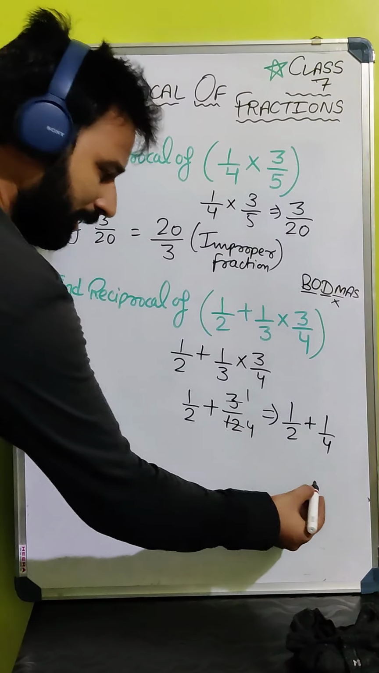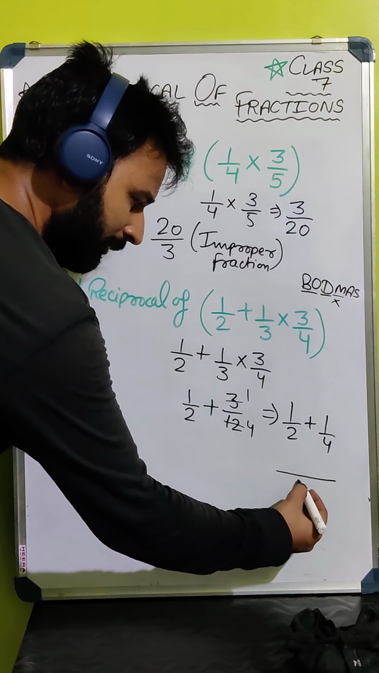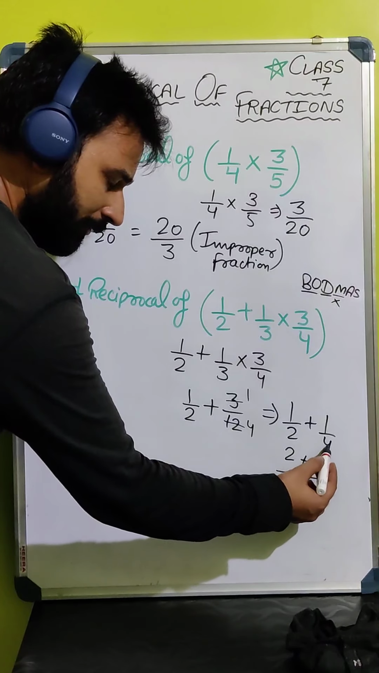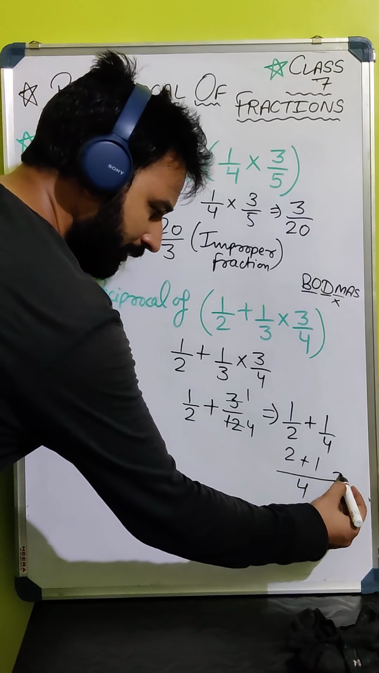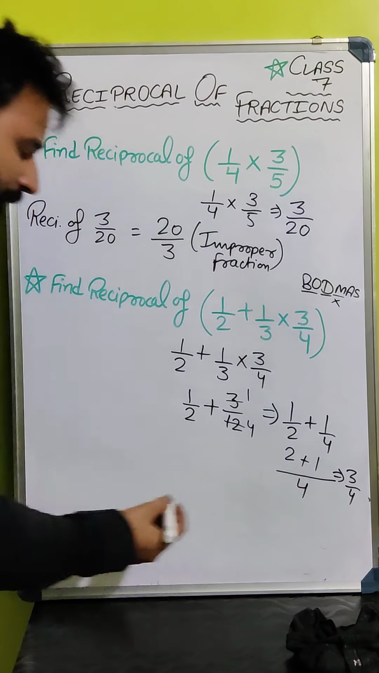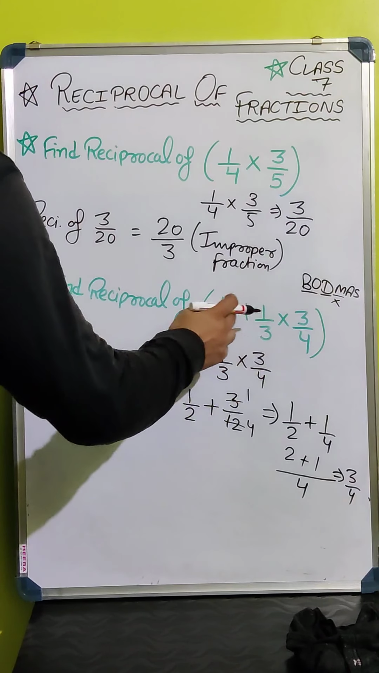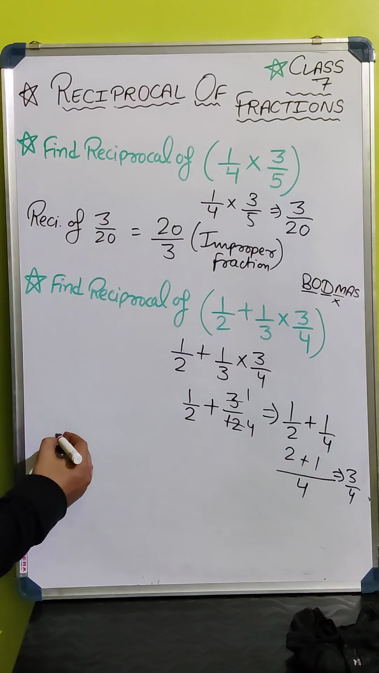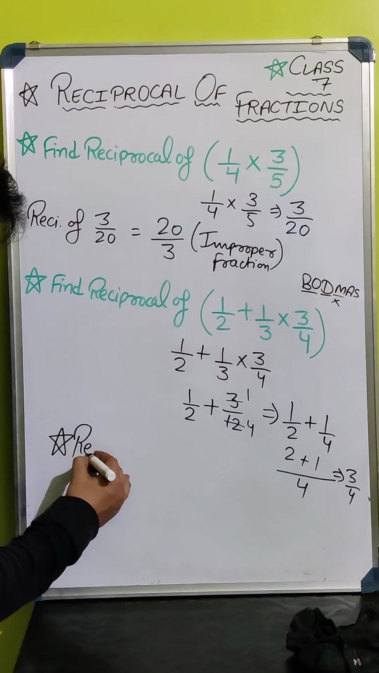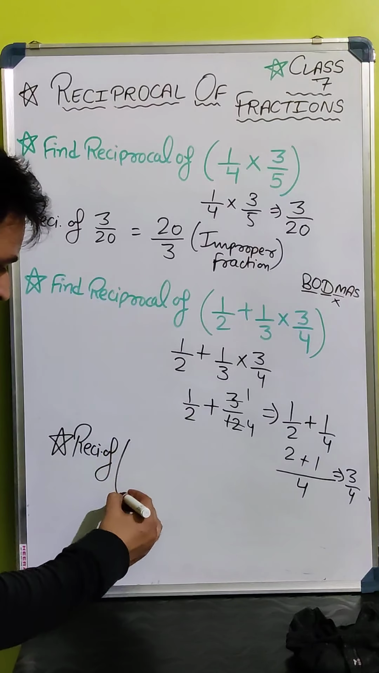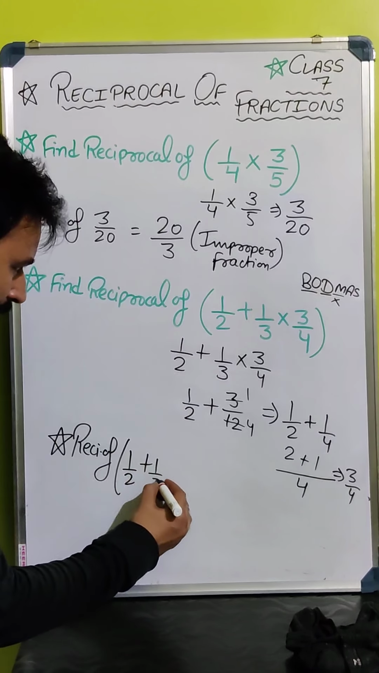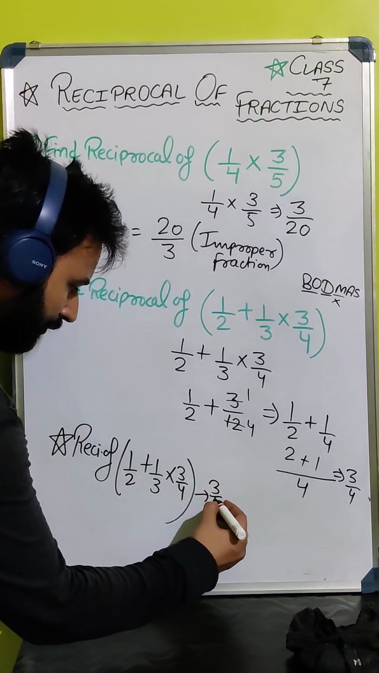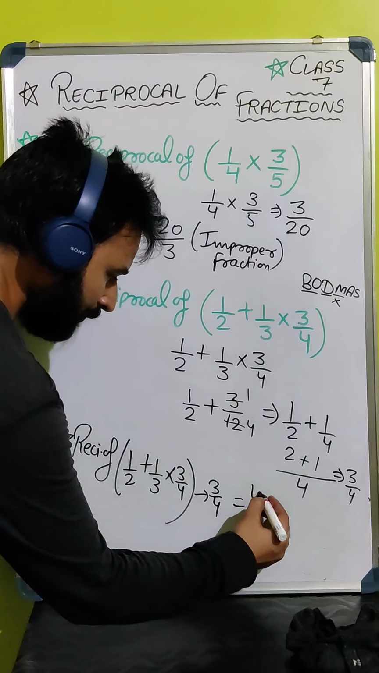Okay. Now take the LCM. LCM of 2 and 4 will be 4. So 2 2s are 4, 2 1s are 2. 4 1s are 4, 1 1s are 1. So it is 3 by 4. Now this is the complete result of 1 by 2 plus 1 by 3 into 3 by 4. Now you have to find the reciprocal. So the reciprocal of 3 by 4 will be 4 by 3.